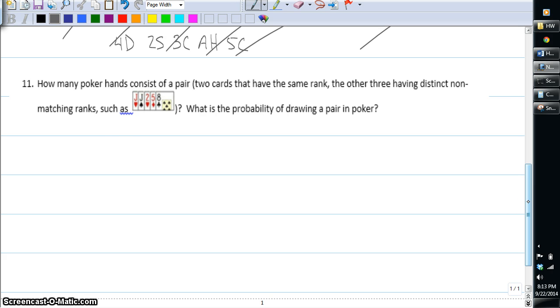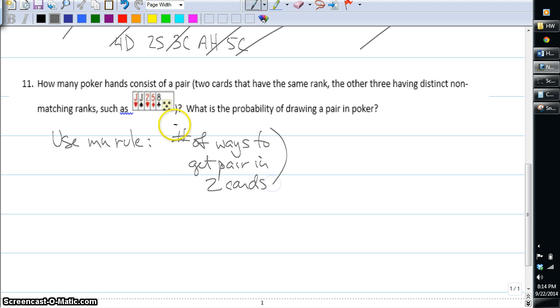Now, in order to get a pair, there are 2 things that you need to do. And we can use the MN rule. So the first thing we're going to do is count the number of possible pairs, or the number of ways to get a pair when you draw 2 cards. And that won't be too bad. Counting that is fairly easy. So the first thing we're going to do is get a pair, whether it's a pair of jacks or a pair of aces or a pair of threes, whatever it is. And then we're going to need to multiply that by the number of ways to fill in the remaining 3 cards.